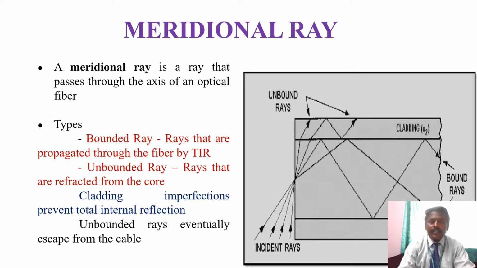Now look at the diagram. The meridional ray, as we know, is the ray that passes through the axis of an optical fiber. There are two different types of meridional ray: a bounded ray and an unbounded ray. The bounded ray is the ray that propagates through the optical fiber using the important concept called TIR, total internal reflection. The next one, unbounded rays, are the rays that are refracted from the core. Cladding imperfection prevents total internal reflection, so unbounded rays eventually escape from the cable.